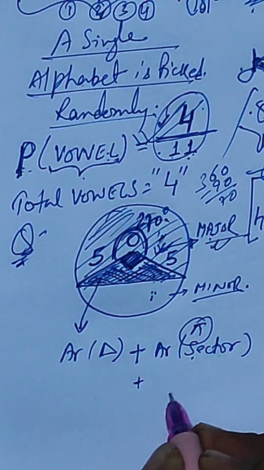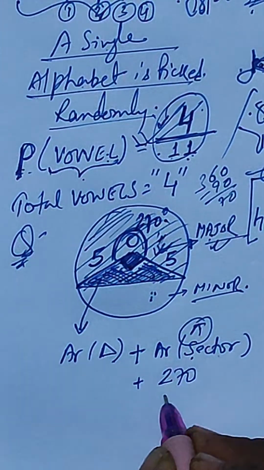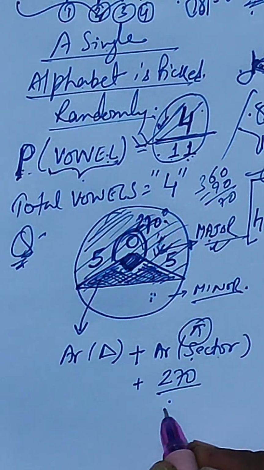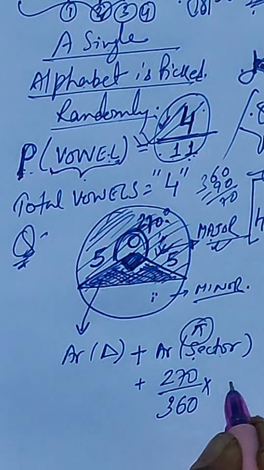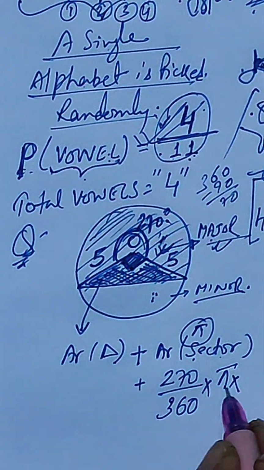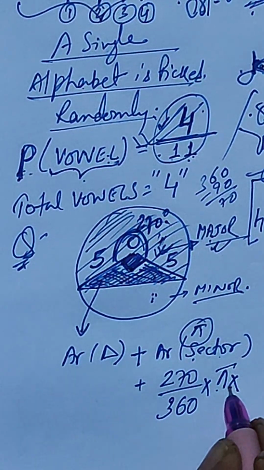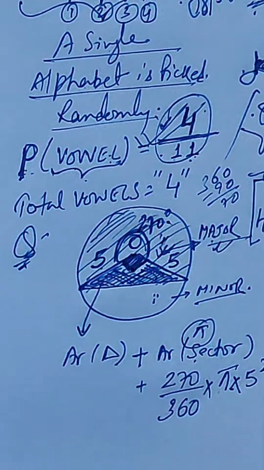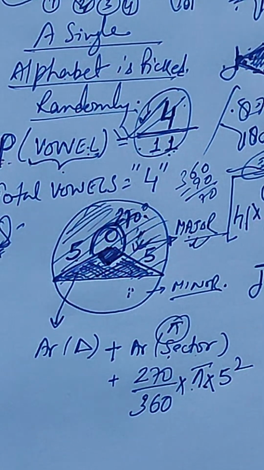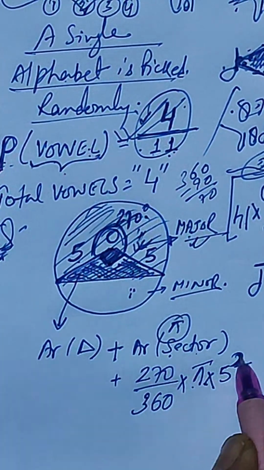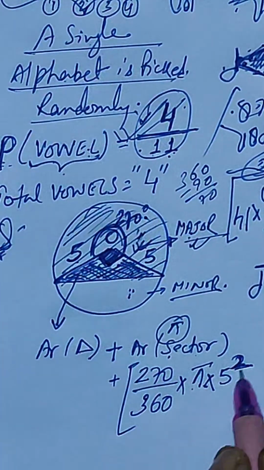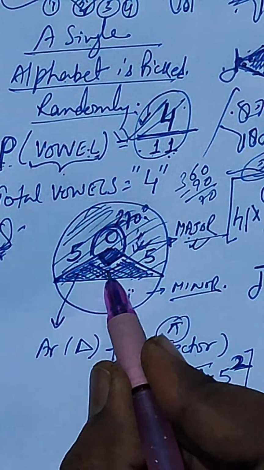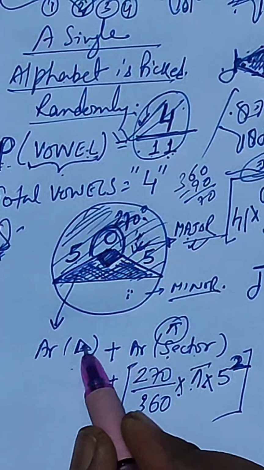So the area of the sector, you know the formula, theta by 360 into pi r square. It will be equal to 270 by 360 into pi into r square. In terms of pi you are about to find, so leave pi as it is. R will be the same, 5, so it will be 5 square, right? So this will be the area of the sector only. But in this you need to add the area of the triangle also. So what is the area of this triangle?